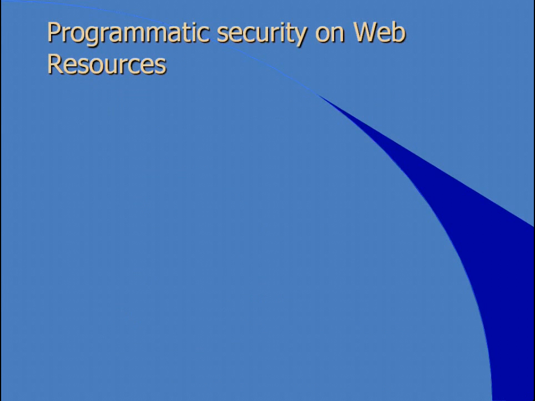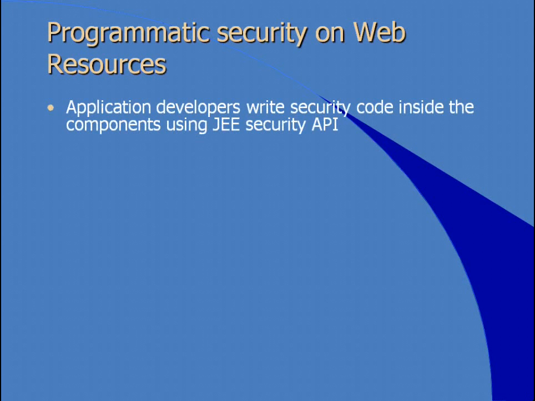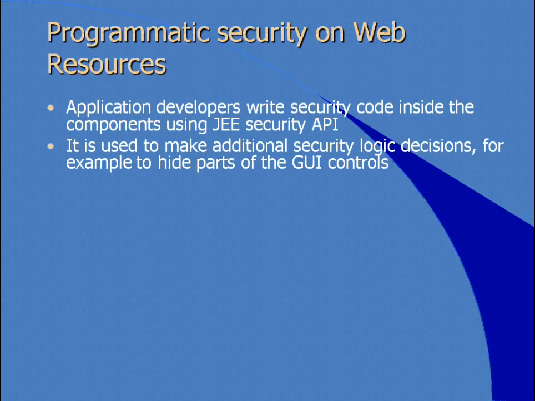For application programmers to provide programmatic security on web resources, the application developers actually write security code using the JEE security APIs that are relevant for the particular piece of code that they're writing. This is used to make additional security logic decisions, for example, hide parts of a GUI control or provide additional security logic within method calls, if this user is in this role, that kind of thing.